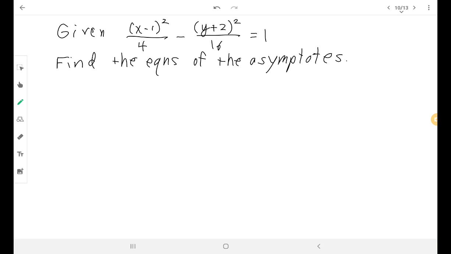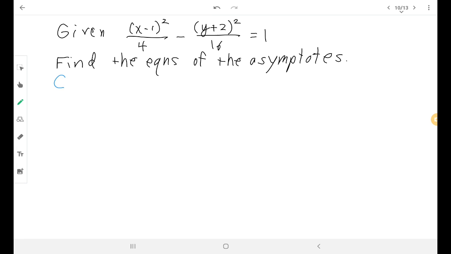So let's look at our first problem here. What's going to be different about these ones from the last set of problems is that the center is no longer at the origin. So we're going to move the center, which makes our distances more important. Okay? So let's look at this equation right here.